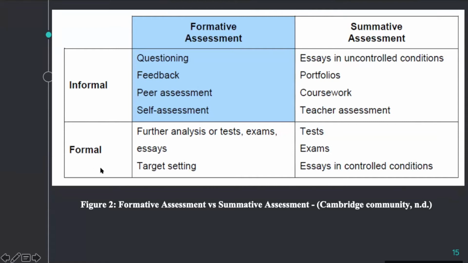Then again, formal assessment could be in the formative as well as the summative. For example, you could further analyze tests, exams. For instance, you would ask students to write essays or paragraphs or whatever you're working on. Then again, there's something that we do in class sometimes, not most of the time, not a lot of teachers like to do it. I'm one of them, which is doing, what is that?